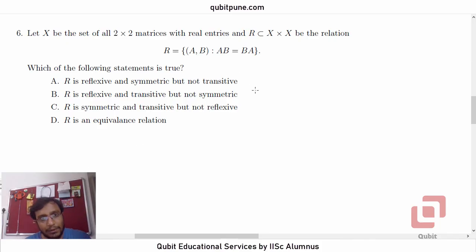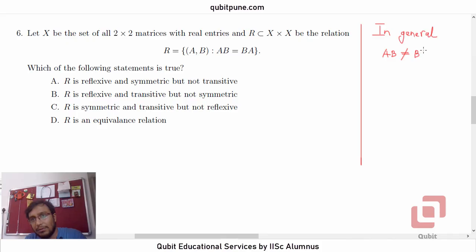Now we know that the general property of matrix multiplication is that it is not commutative. So in general, AB is not equal to BA.